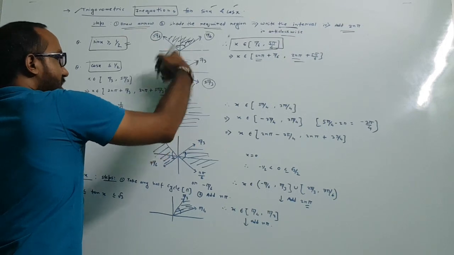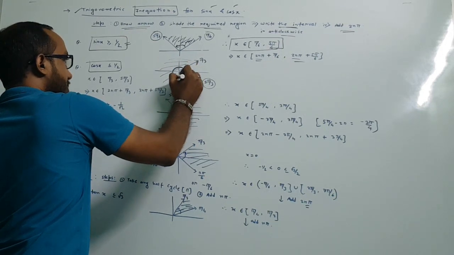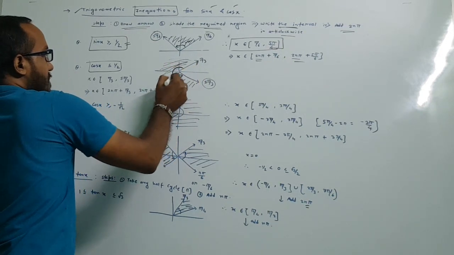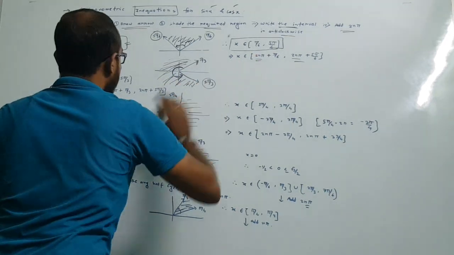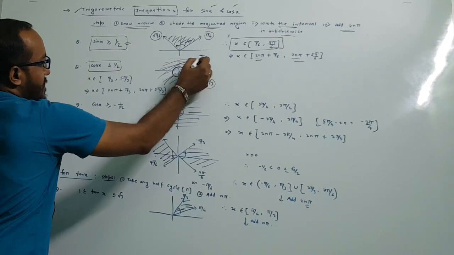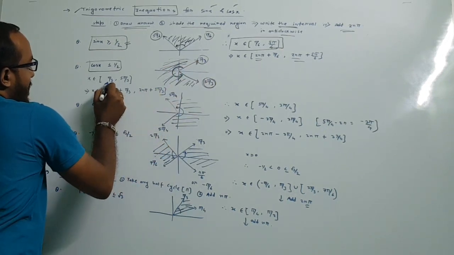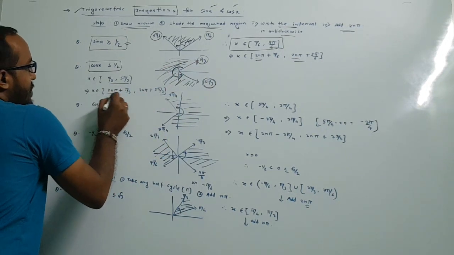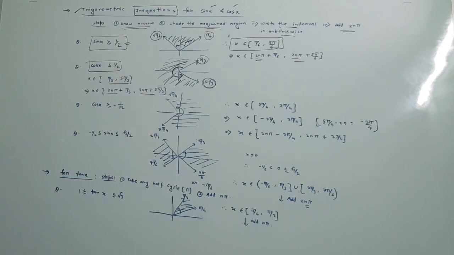Take the direction as anti-clockwise. So you have to take this direction, anti-clockwise. Shade the region and write the interval. So what is the interval? Interval is between pi by 3 to 5 pi by 3. Now add 2n pi, you will get the answer.